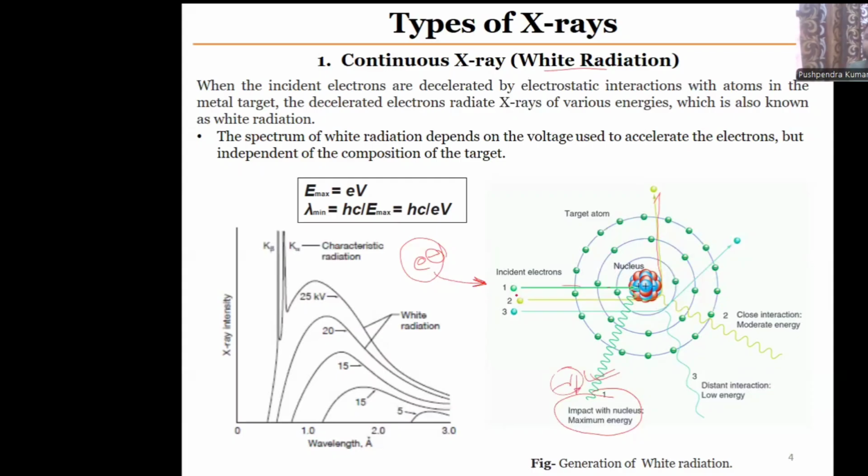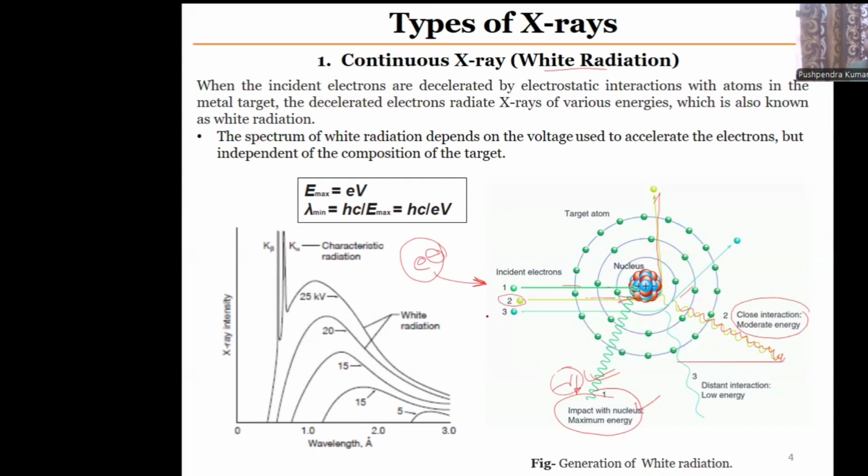If we consider the second electron of slightly lower energy, when it hits the metal target, it can be decelerated by other electronic interactions. When it decelerates, it changes its direction and velocity and releases some radiation in the form of X-rays. These radiations have slightly less energy than the first one.